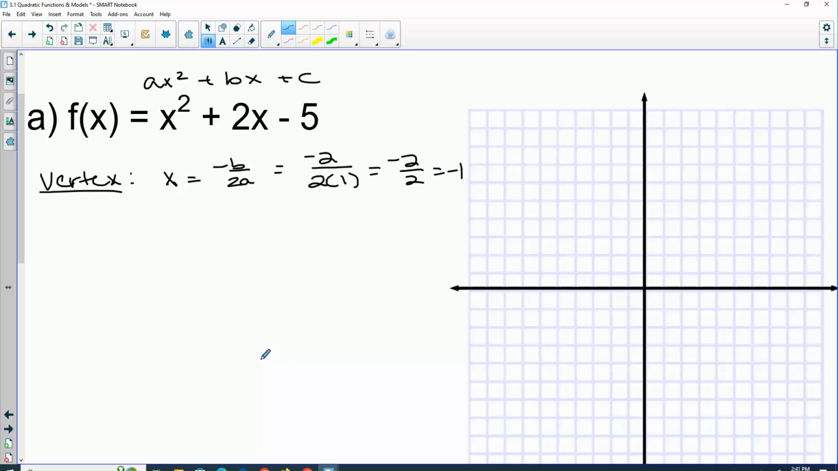Vertex is an ordered pair. So to get my y, I plug that into my equation. So negative 1 squared, plus 2 times negative 1, minus 5. 1 minus 2 minus 5 is negative 6. So my vertex, you write it as an ordered pair: negative 1, negative 6.